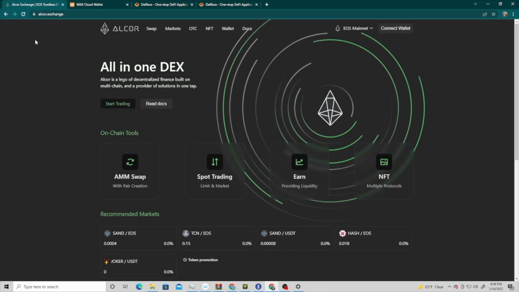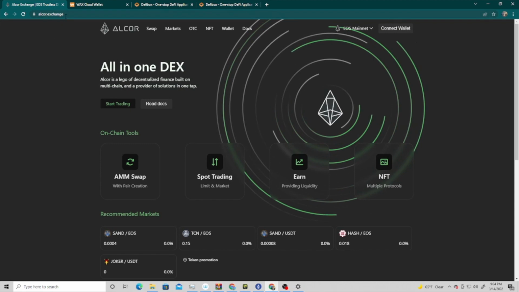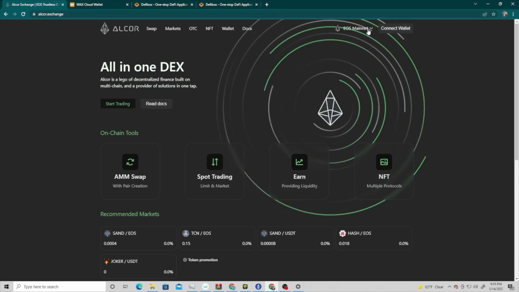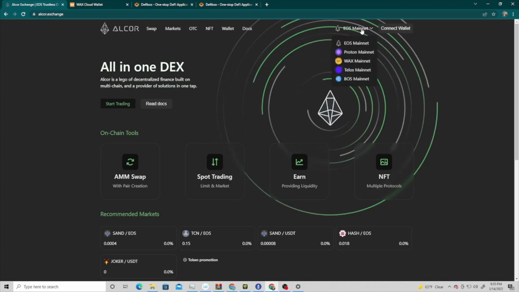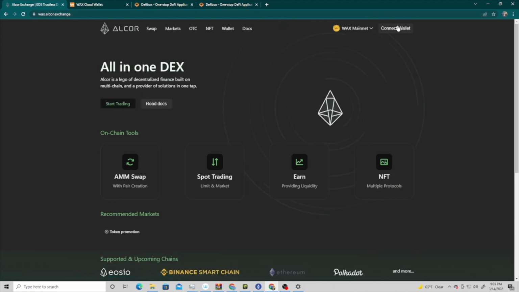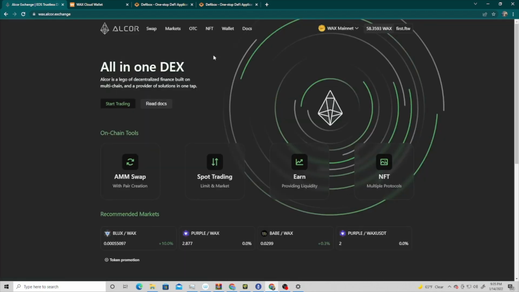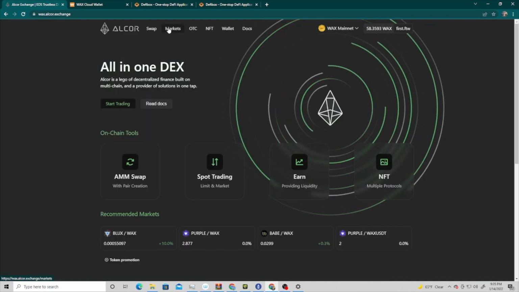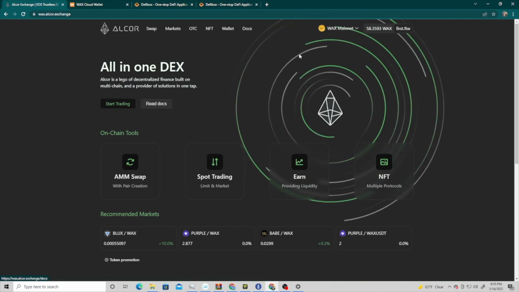Here we go. I'm going to start on Alcor.exchange, which is kind of like the OG protocol for trading on Wax. By default, it'll look like this. I'm going to change from EOS mainnet to Wax mainnet and then click Connect Wallet up here. I am using my Anchor wallet. The big thing to do on Alcor Swap, I would say, is this Marketplace tab and this Wallet tab. I'm going to go through all of these really quick.